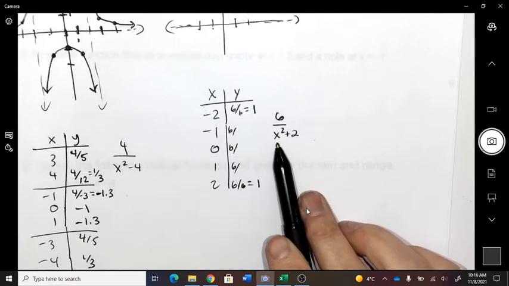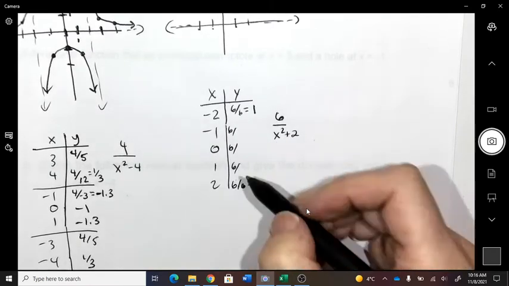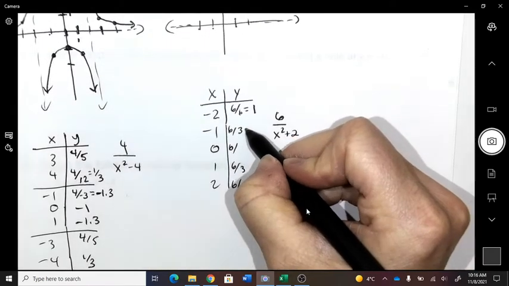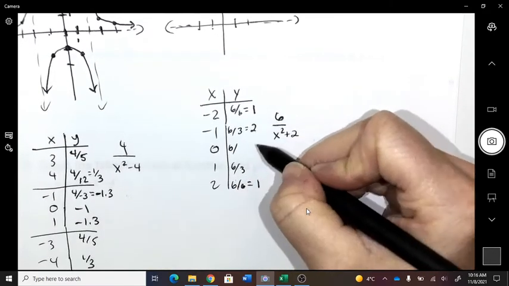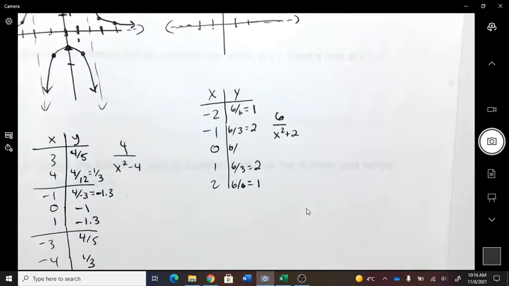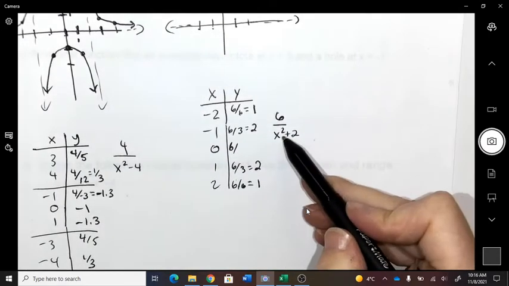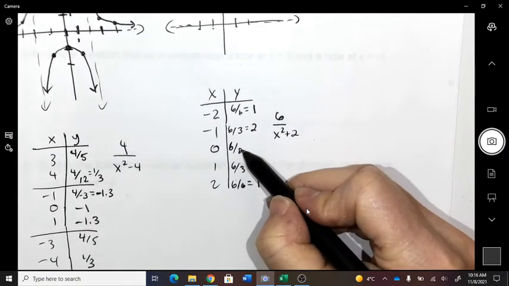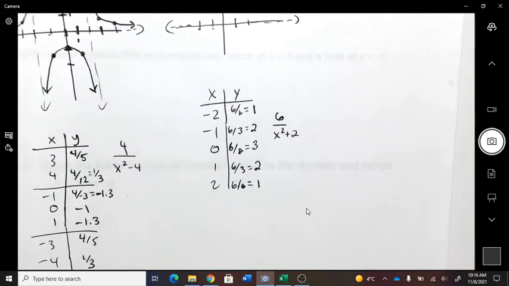So 1 squared is 1. 1 plus 2 is 3, which makes a 2. And 0 plugged in makes the bottom 2, which makes this number 3.